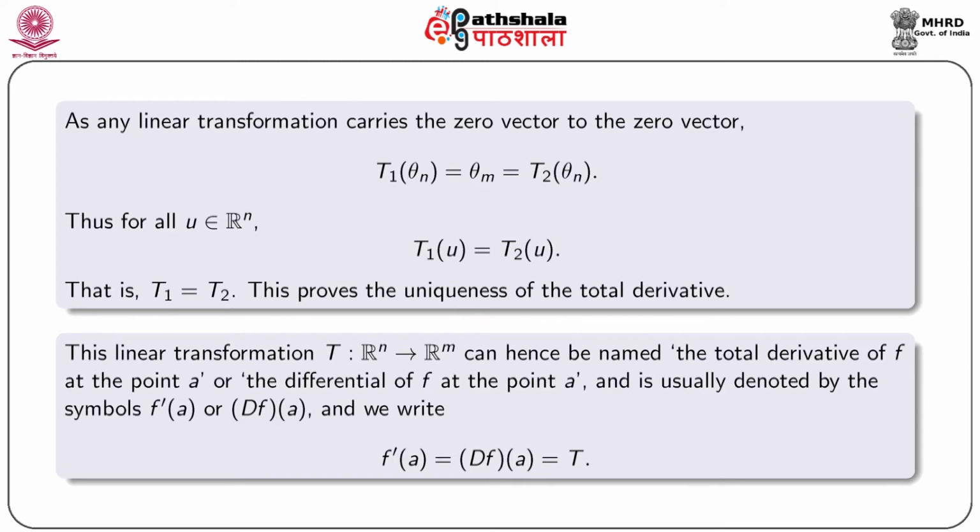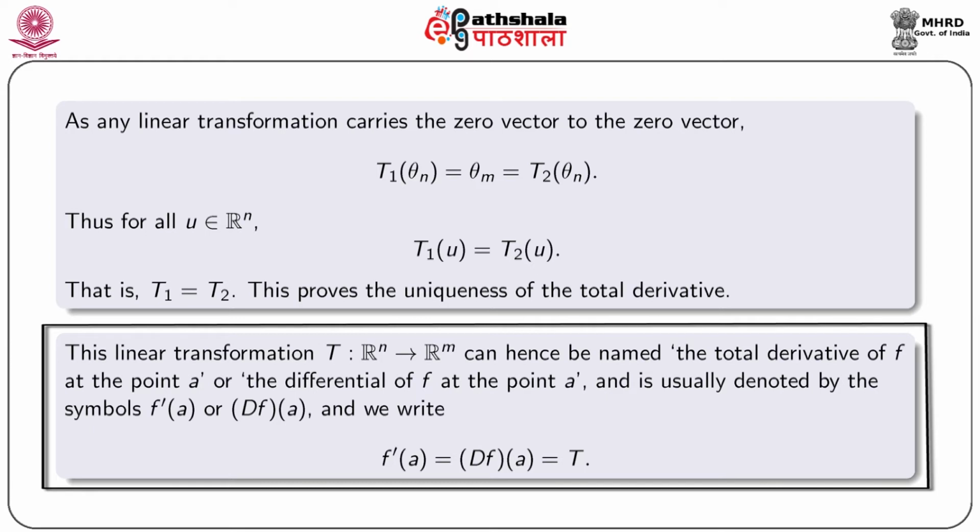So, now we can say this linear transformation T from Rn to Rm, we can name it the total derivative of f at the point A or the differential of f at the point A, and it is usually denoted by the symbols f dash A or dfa. So, we write T equals f dash A equals dfa.